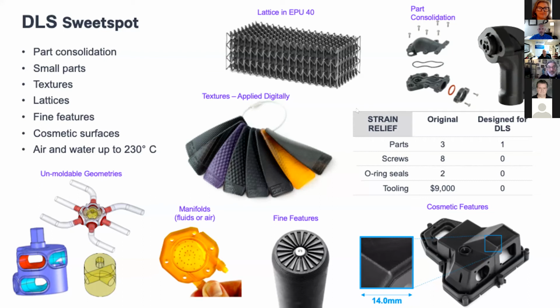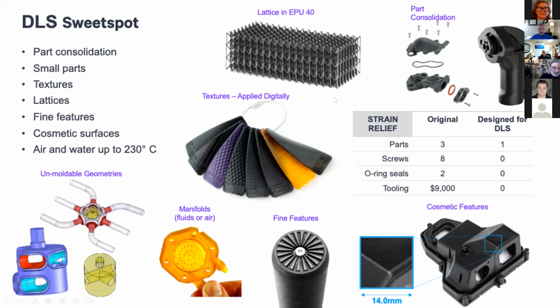We do really well at fine features and cosmetic surfaces, as you can see in the pictures below. Our printer by default prints at 100 microns. You can print at 50 microns and even go down to 25 microns if needed. And air and water up to 230 degrees Celsius through our cyanate ester, our CE221 material.